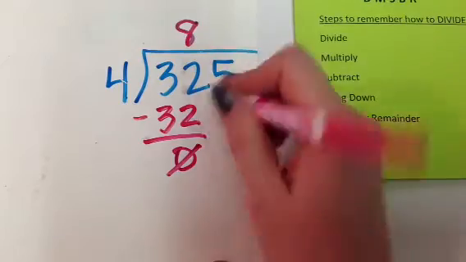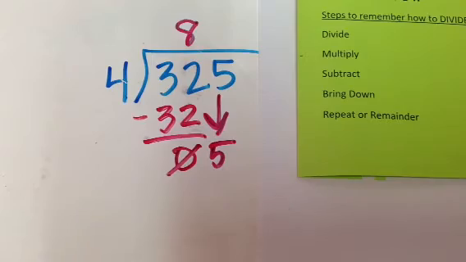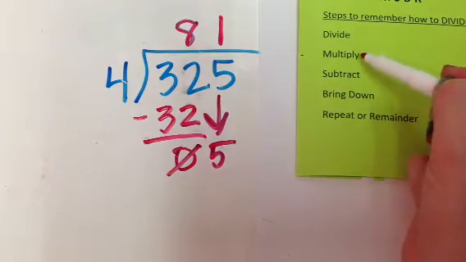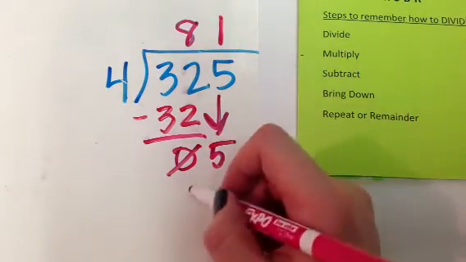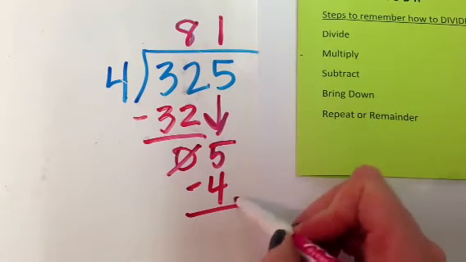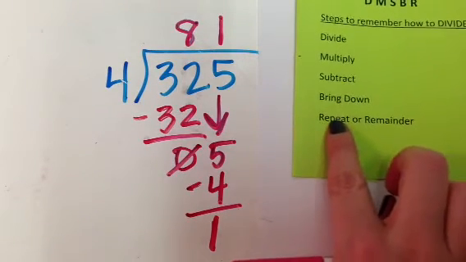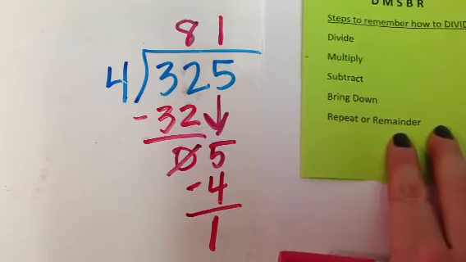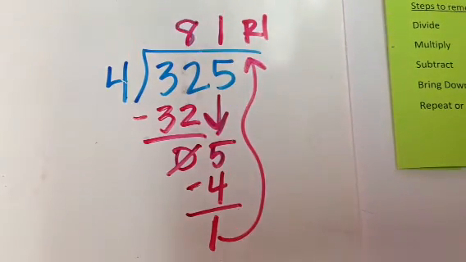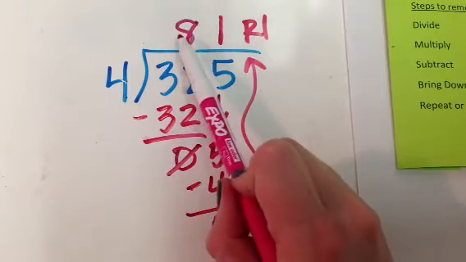And now I bring down. Can 4 divide into 5? Yes, it can. How many times? It can go once. And so that's my divide step. Now I multiply. 4 times 1 is 4. Write it underneath. Now I subtract. 5 minus 4 is 1. So I have nothing more to bring down, so that means I can't repeat, but the 1 is going to be my remainder. So I'm going to write it right up there, and my answer to 325 divided by 4 is 81, remainder 1.